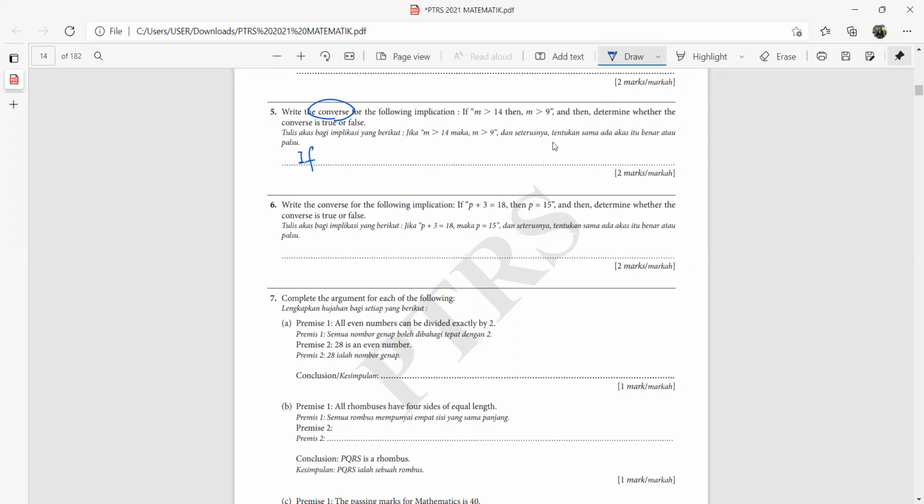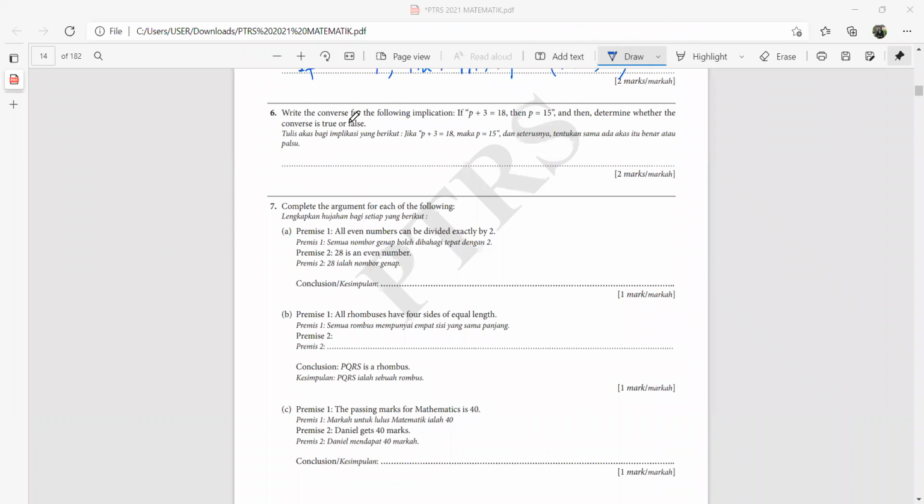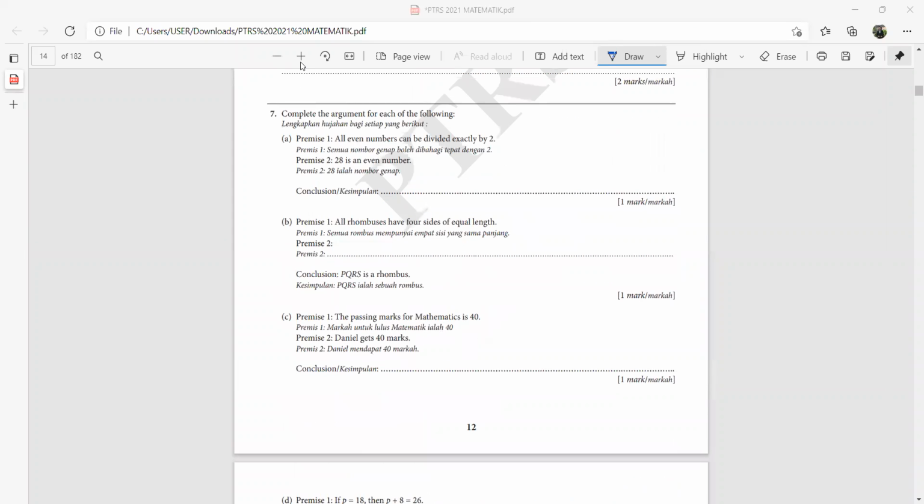So if n more than 9, then n more than 14. Is it true or false? False. Why? Because more than 9, you have 10, 11, 12. Where can it be more than 14? Very good. Next, I go to question 7.